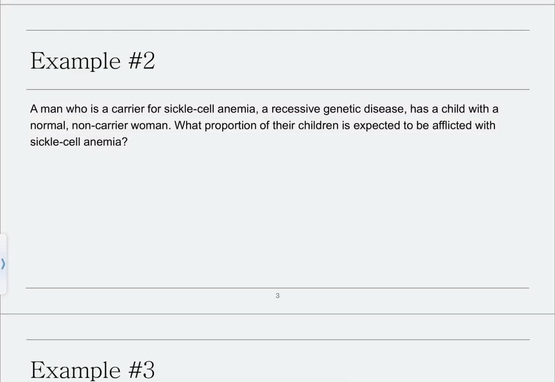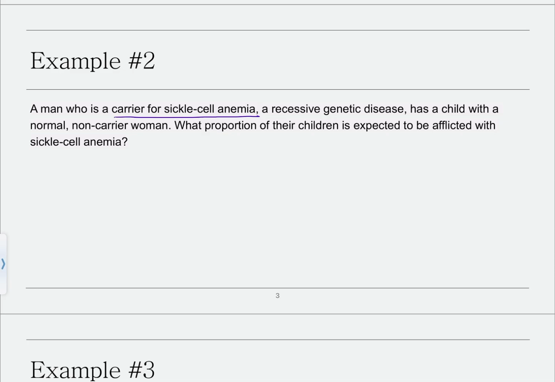Okay, so now let's work through example number 2. A man who is a carrier for sickle cell anemia, which is a recessive genetic disease. So let's start with writing our key.